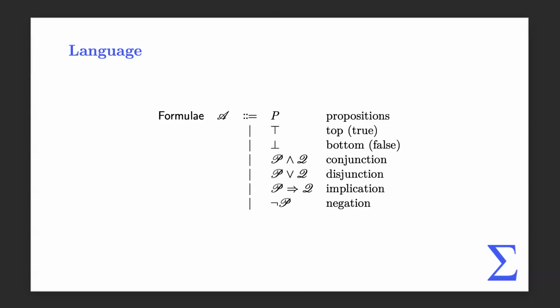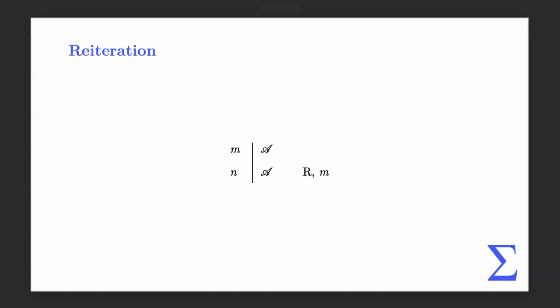And I'm not going to introduce any axioms for now, because the axioms we're going to introduce later when we talk about classical logic. So I'm going to go immediately into the inference rules. Remember, the three things we need for a proof system are language, axioms, and inference rules. The first inference rule I want to introduce is reiteration.